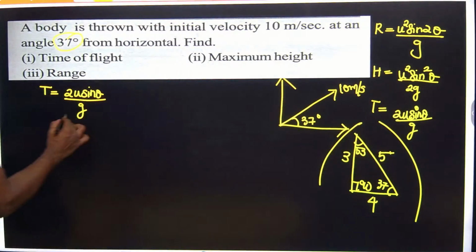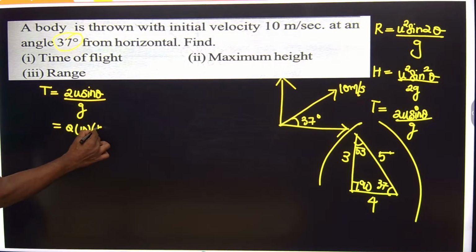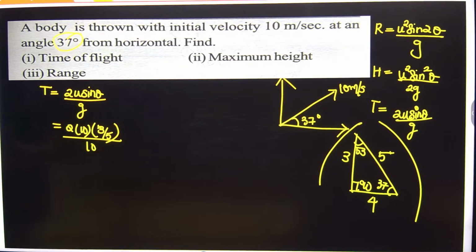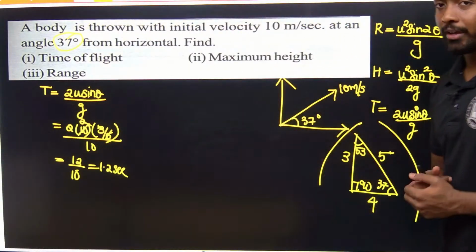So it is 2 times 10 times sin 37. Sin 37 is 3 by 5, divided by g, which is 10. Now this is 1 times and this is 2 times. So 2 2s are 4, 4 3s are 12. So it is 12 by 10, which is nothing but 1.2 seconds. This is my time of flight, guys. Time of flight we got as 1.2 seconds.